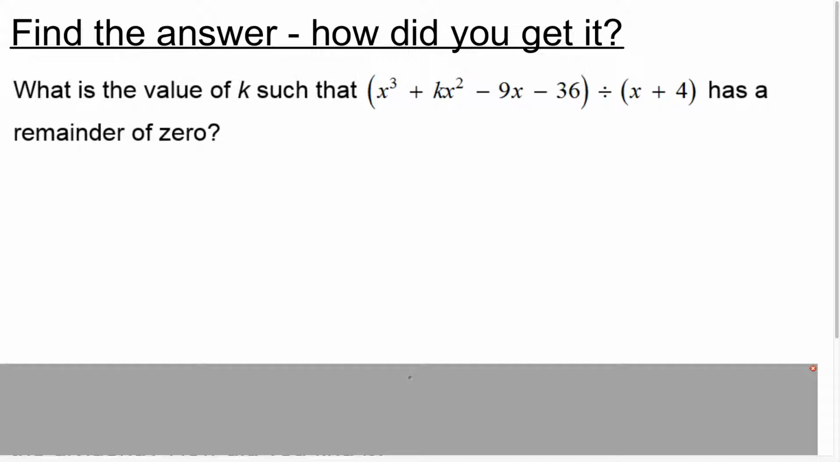I will offer one hint. Try using synthetic. I mean, that's new. We've learned it. Could be helpful.